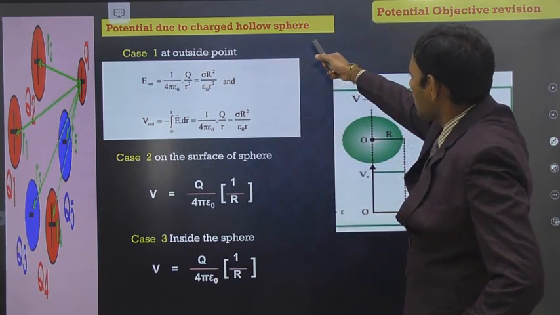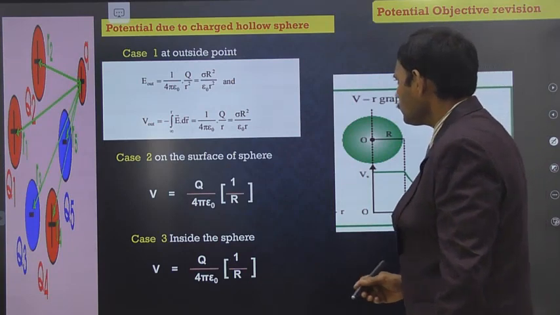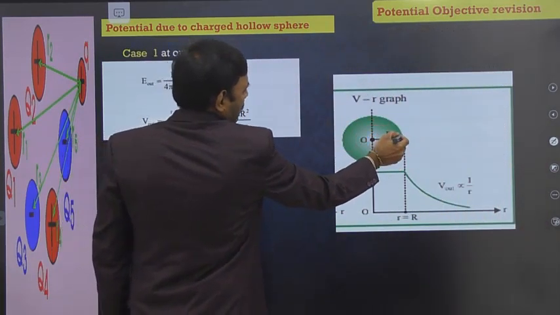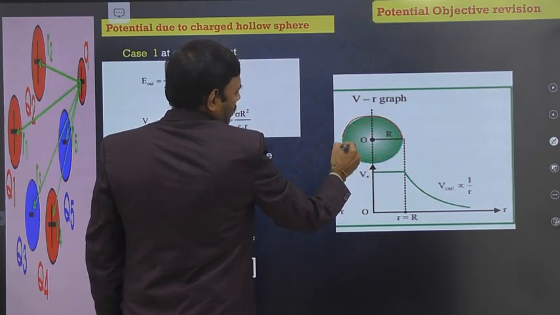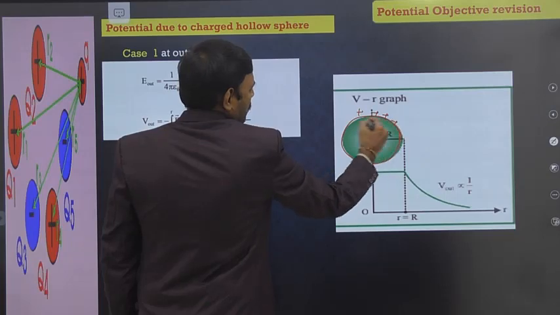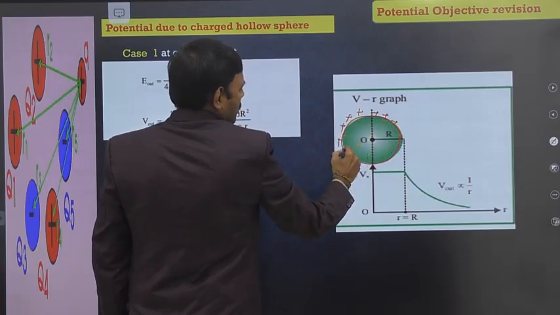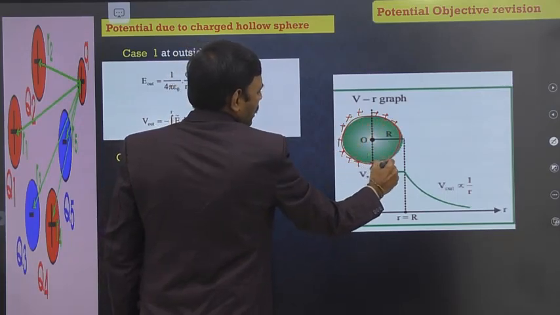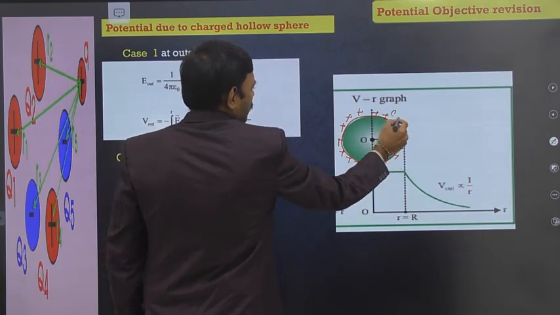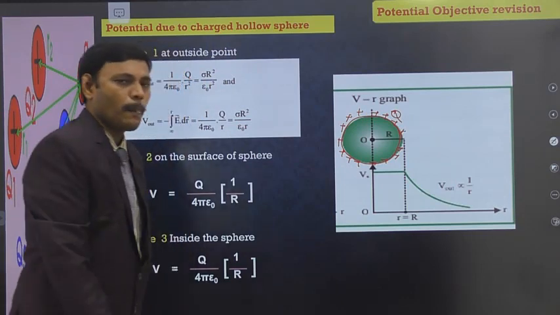Potential due to charged hollow sphere. Let us consider the hollow sphere as shown here, for which charge is present only on the surface of the sphere. Charge is distributed uniformly only on the surface of the sphere. Like this, total amount of charge distributed is Q. R is the radius of the sphere.